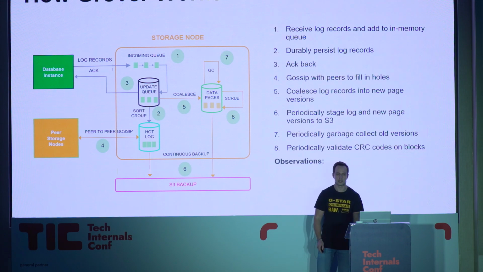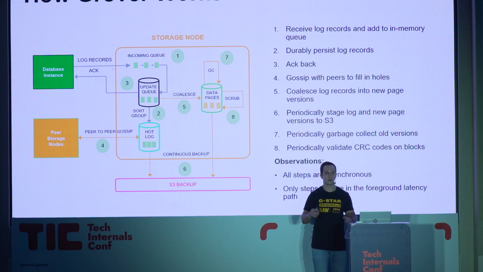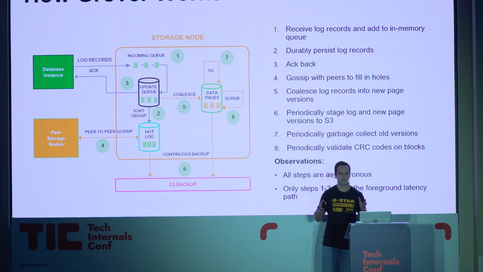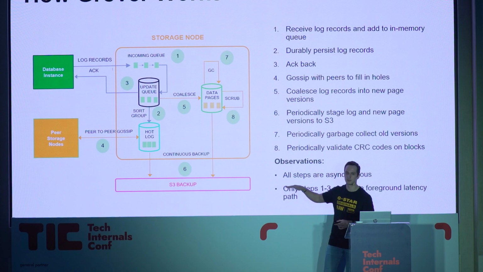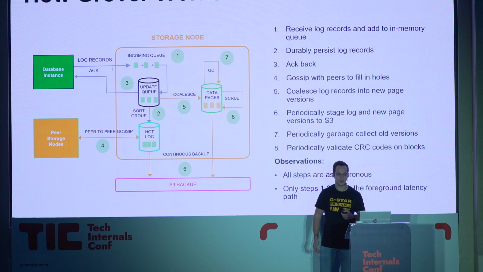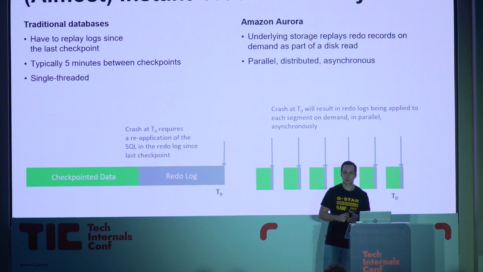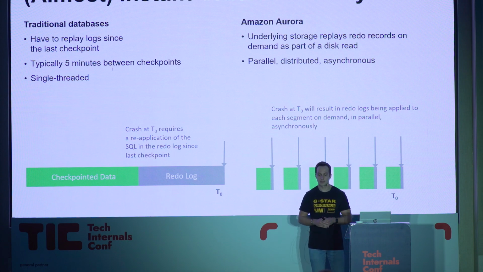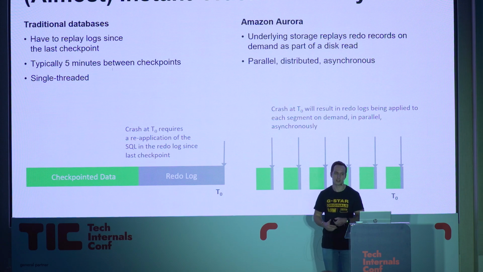So a couple of observations here. First, all the steps in this process are asynchronous. And the second is that only the first three steps are actually in the foreground critical path of the latency. So what this means is that most of these operations that are normally done by the database engine and affect its performance happen on the storage layer. And it has helped us to develop multiple Aurora features. A couple of them Victor has shown on the first slide. But one that I would like to speak about today specifically is an almost instant crash recovery.